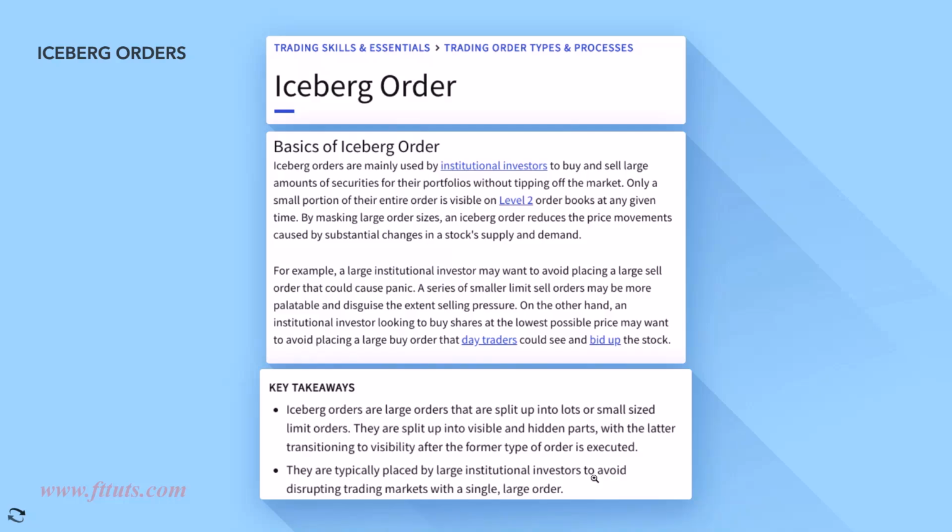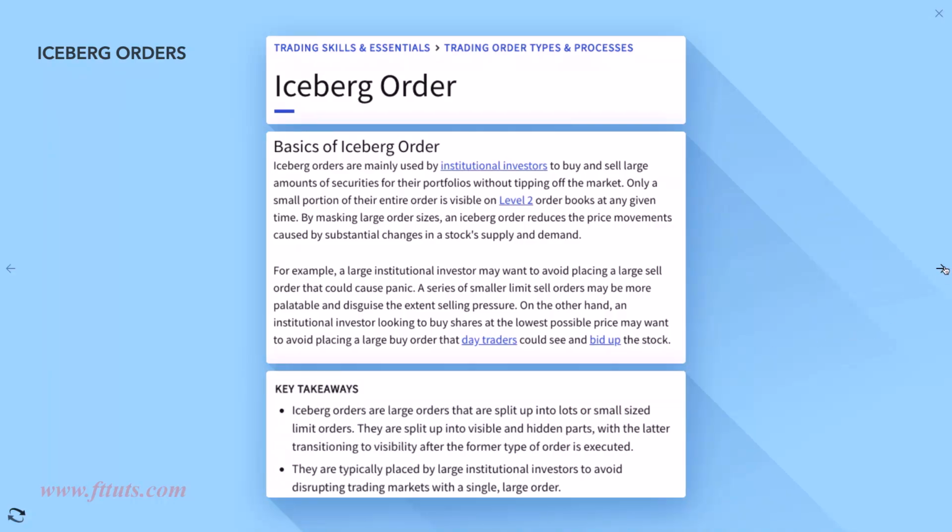They split up into visible and hidden parts, with the latter transitioning into visibility after the former type of order is executed, right? So basically meaning that they have loads of limit orders, and once they're triggered, then they become visible. They are typically placed by large institutional investors to avoid disrupting trading markets with a single large order.